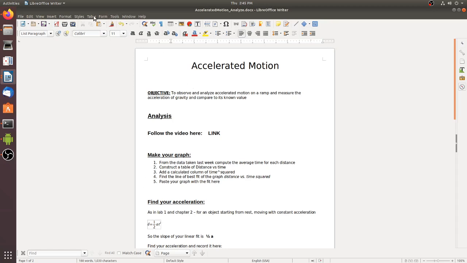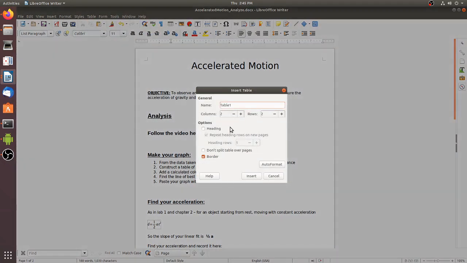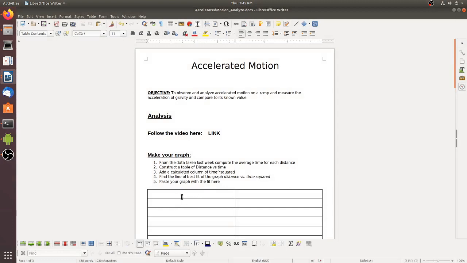All right, insert table. And the number of columns I'm going to have is 2. And the number of rows I'm going to have is, I also need the heading. I'm going to put in 12 rows for right now. And there's my table. And I'm going to call this first column distance. And the second column time.